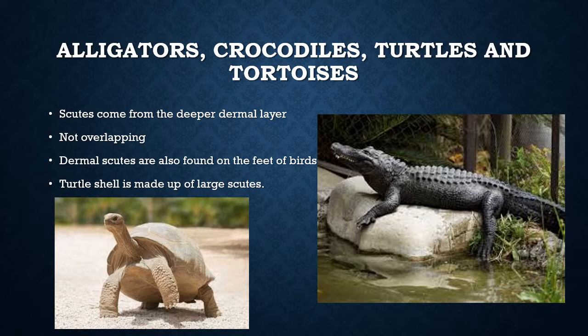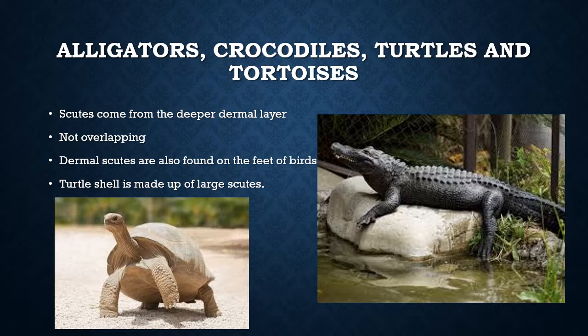Okay, we're going to move on from our snakes and lizards and talk about alligators, crocodiles, turtles, and tortoises. And so the difference between those is the two that we just looked at before, the snakes and the lizards, have scales. Now, the alligators and crocodiles, turtles, and tortoises have what we call scutes. They come from a deeper dermal layer. That's where they are produced. And unlike scales, they do not overlap. So dermal scutes basically butt up to one another.